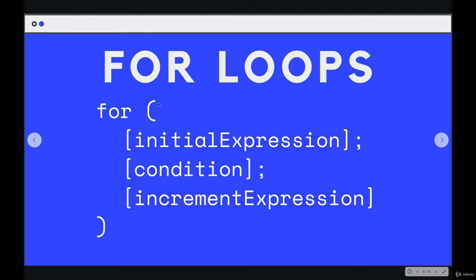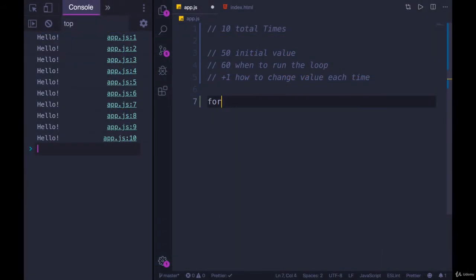We have for, and then in parens, we will define a variable. Let's say it starts at 0. Then we'll say a condition, and this condition is something like, while that variable is less than 10, run this loop. And then we increment that variable by 1 or by 2 or by -5. It's up to us.